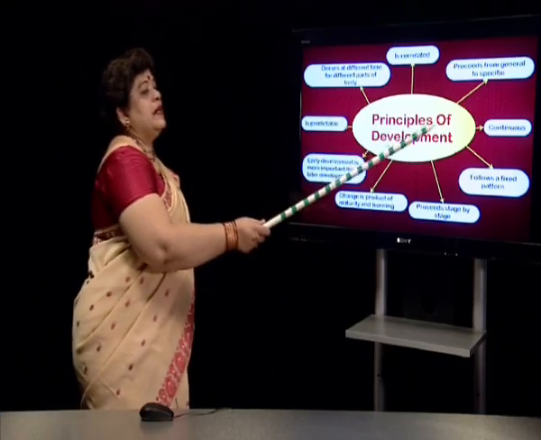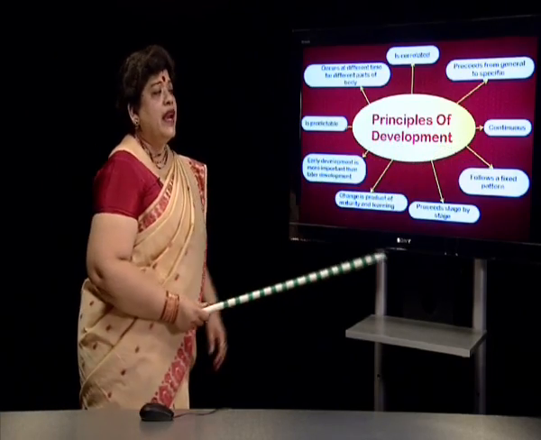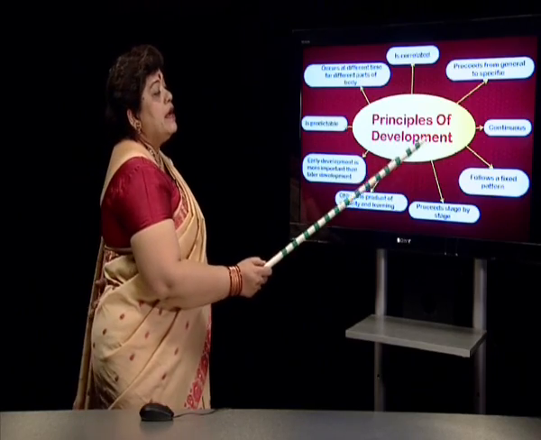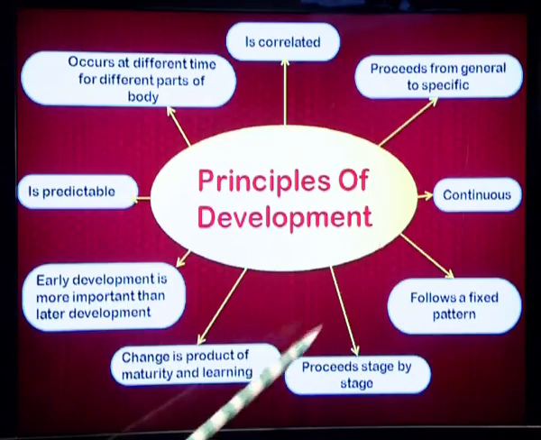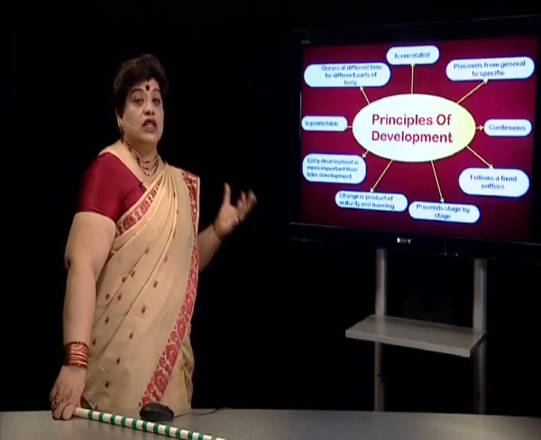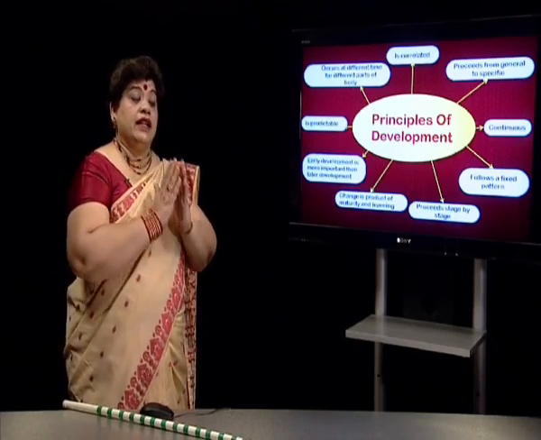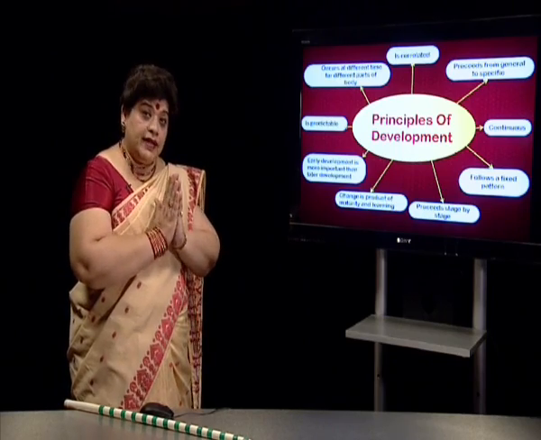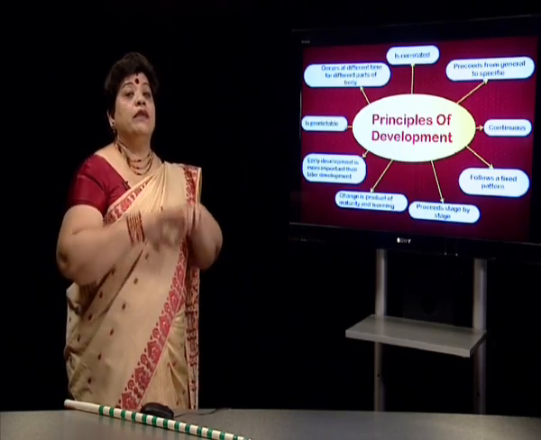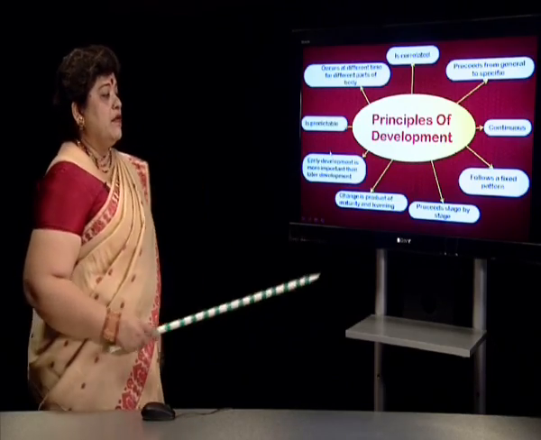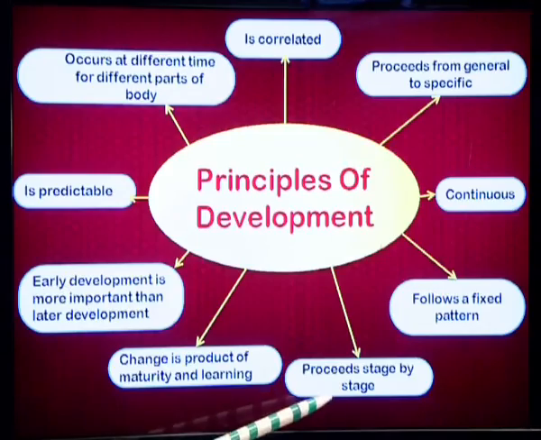Next important principle is that development is continuous. It will continue to happen throughout the life of an individual. Development follows a pattern. It has a fixed pattern. It is called cephalocaudal and proximodistal. That means either the development will happen from the center to the periphery, or it will be spread out evenly throughout the whole body.